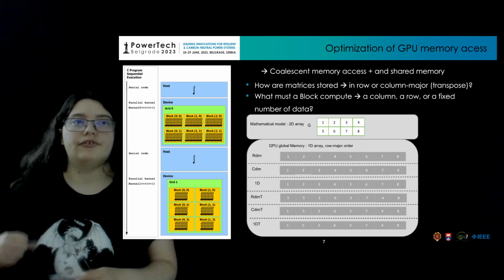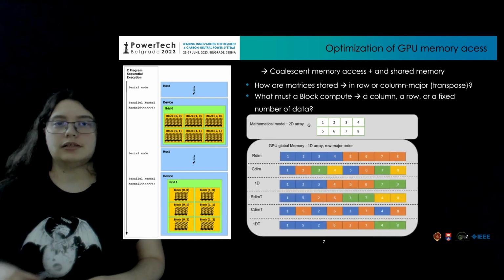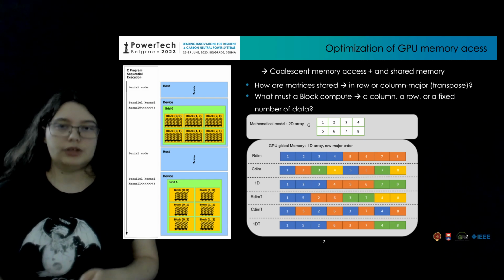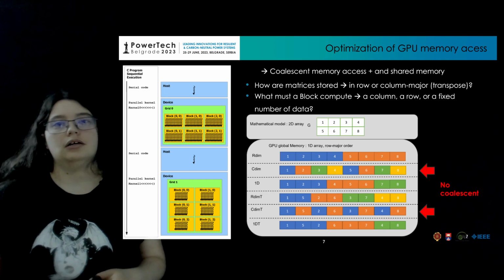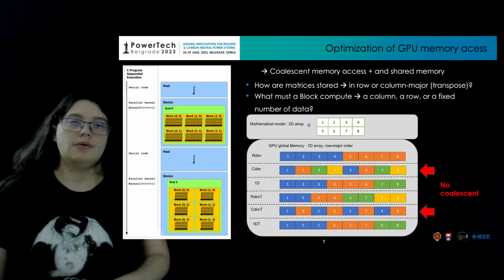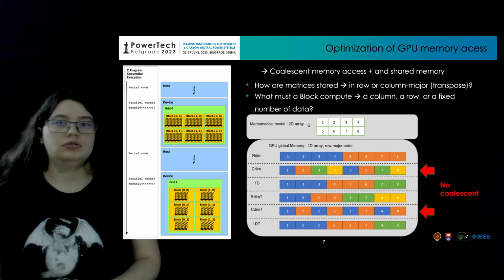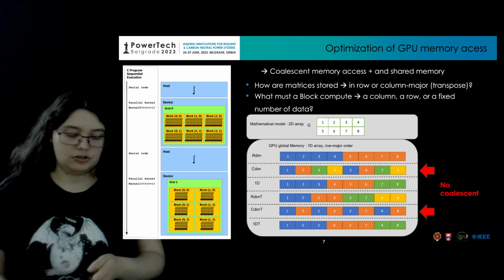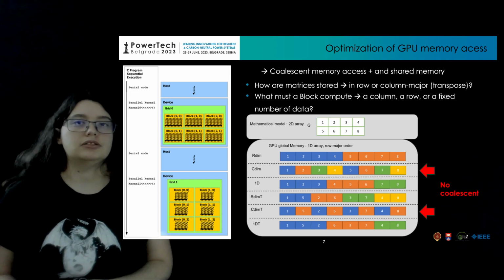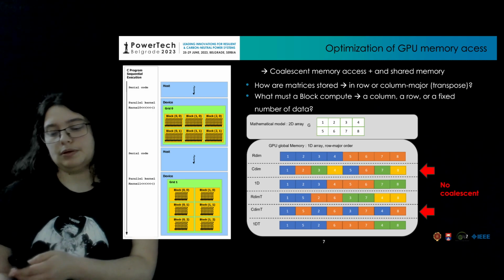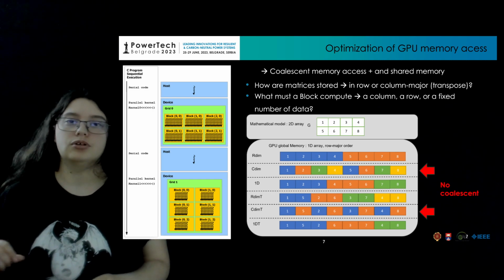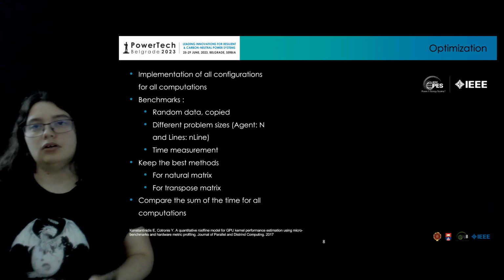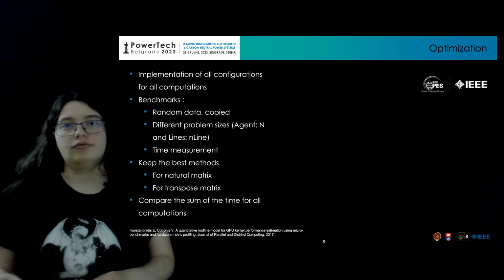If we give a color to each block, we can see this kind of repartition of memory access, and we can see that these two lines have no coalesced access. But with that, we cannot conclude on the better choice to make, because this choice may be faster if it uses more shared memory. It is why, to choose the best method to compute, I implement all configurations for all computations.